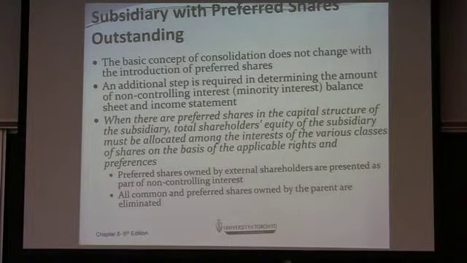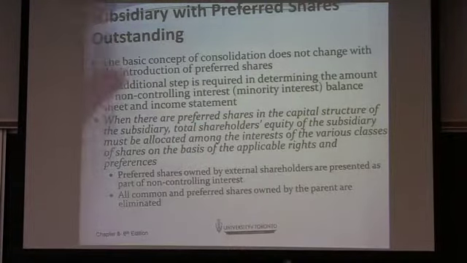So if the preferred shares are owned by the parent, then it's actually much easier because we'll just eliminate that in our consolidation, because the investment in preferreds would be equal to the equity portion of the subsidiary. That's just a straight elimination. But if the preferred shares are owned by a third party, we need to classify them as non-controlling interest. So let's take a look at the question.